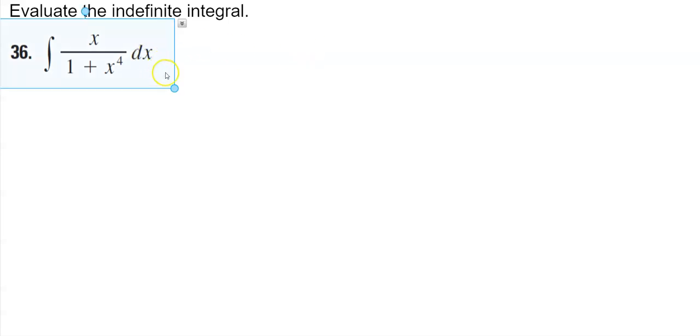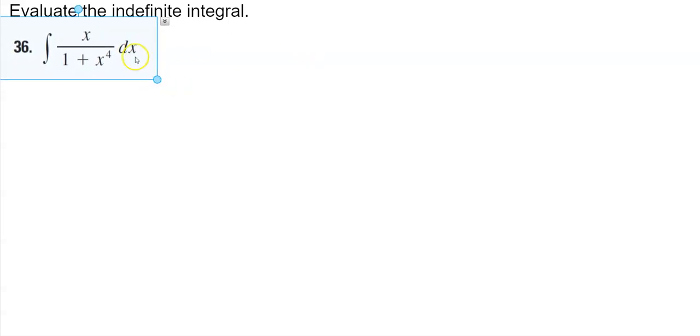Evaluate the indefinite integral. So here we have x over 1 plus x to the fourth dx. In this particular problem, what we want to do is try to find something that we can match with something that we've done before. Looking at the denominator, we have 1 plus x to the fourth. Okay? And so in this problem, what we may want to do is rewrite this in terms of a square. What I mean by that is, sometimes we can manipulate the original question.